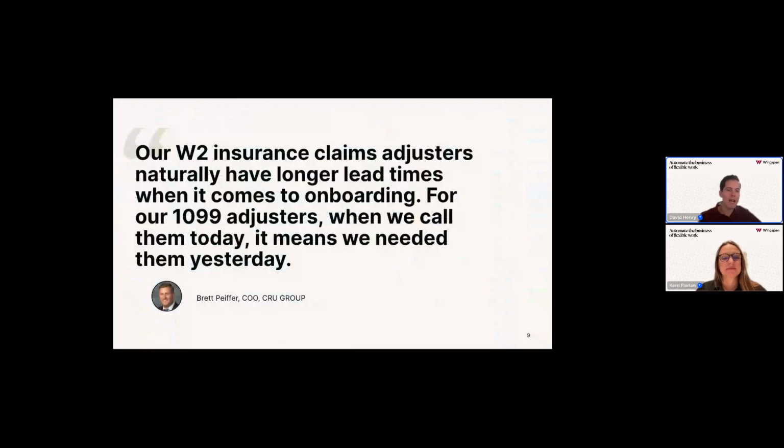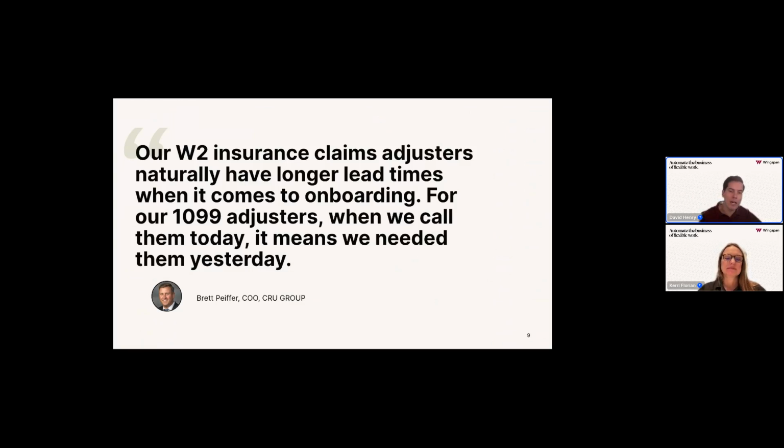One quote that we've got from a customer of ours, Brett Pfeiffer, is the COO of Crew Group, and they are an independent claims adjusting firm. So basically, they work with a lot of different insurance carriers, especially in response to catastrophe events, and they help them process insurance claims as a result.